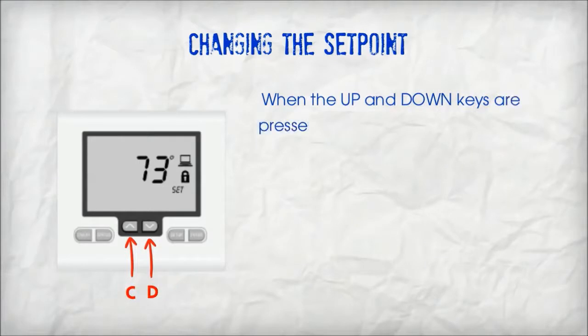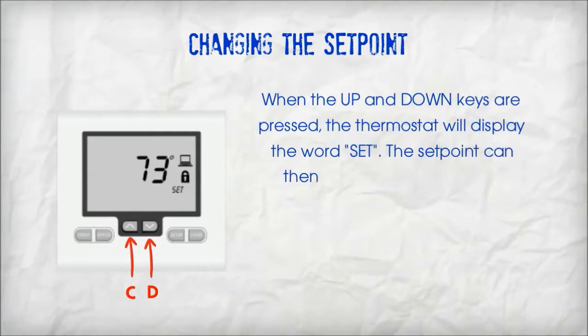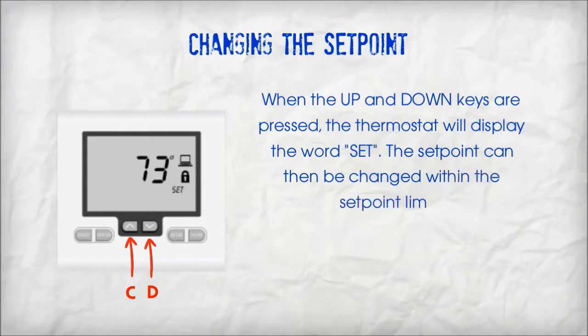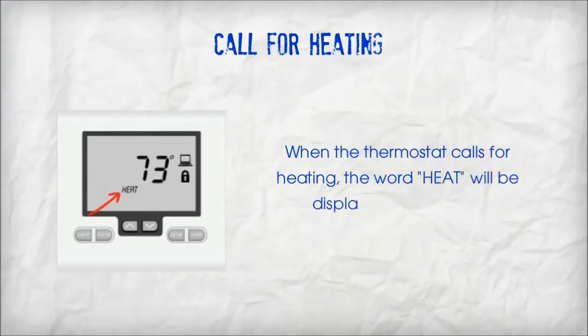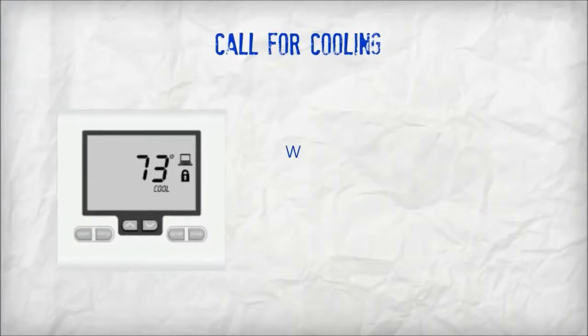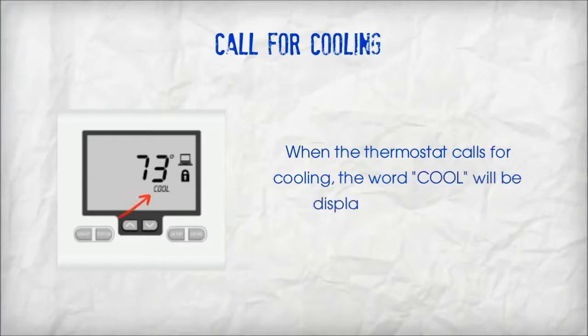When the up and down keys are pressed, the thermostat will display the word Set. The set point can then be changed within the set point limits. When the thermostat calls for heating, the word Heat will be displayed on the LCD. When the thermostat calls for cooling, the word Cool will be displayed on the LCD.